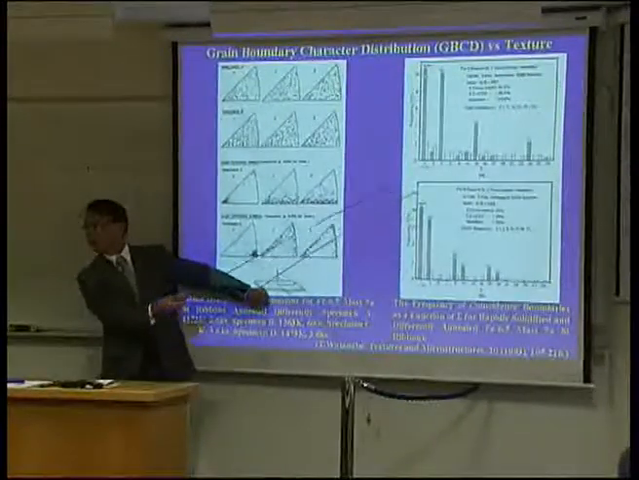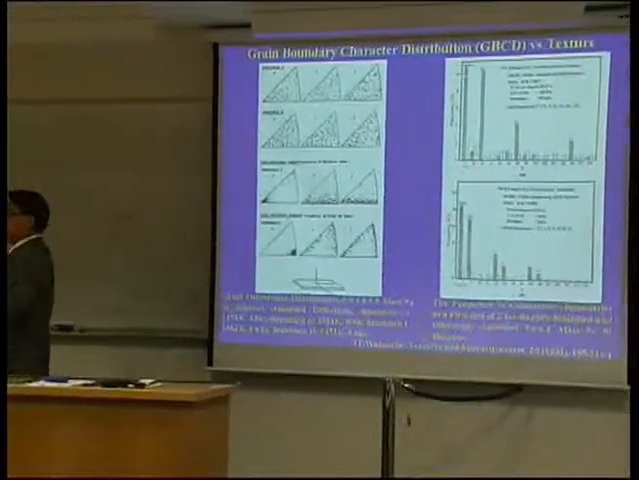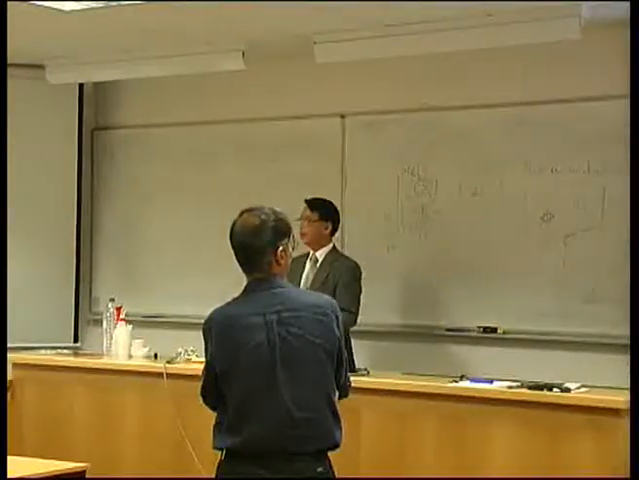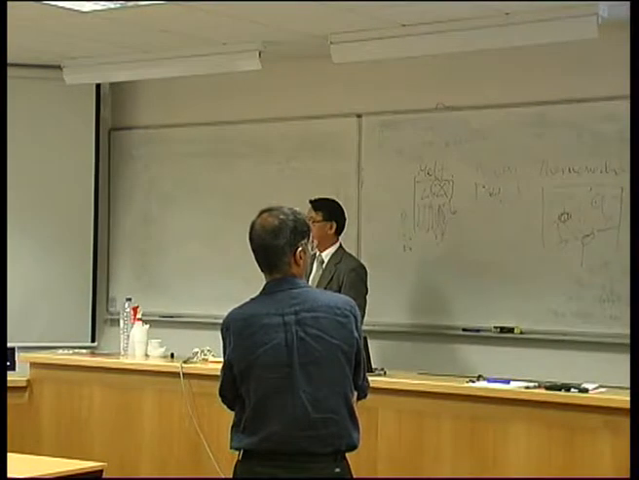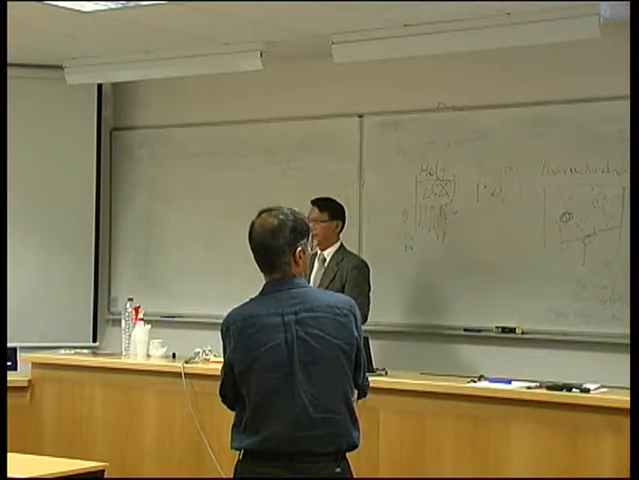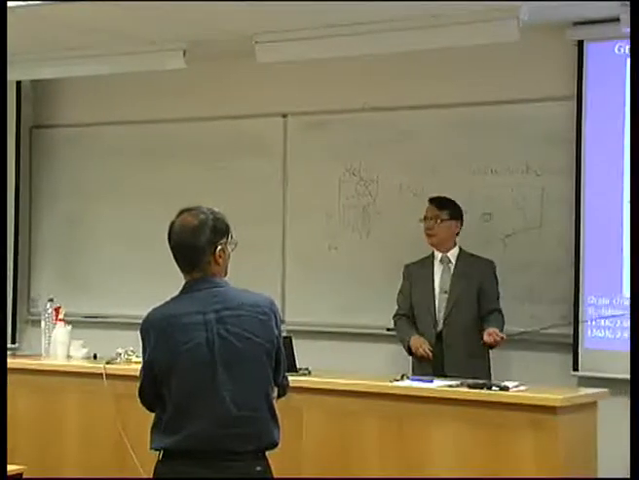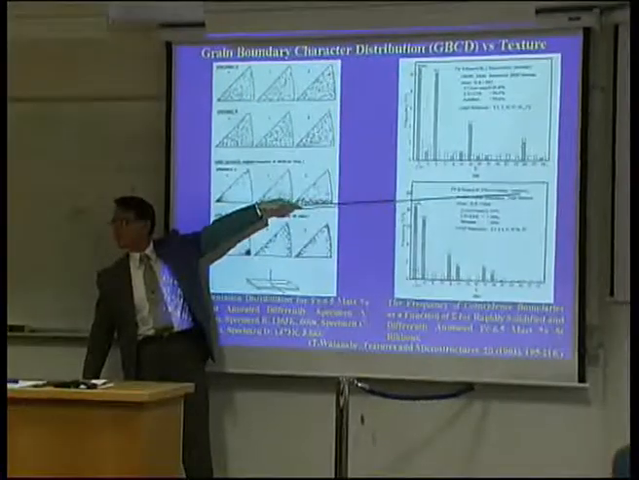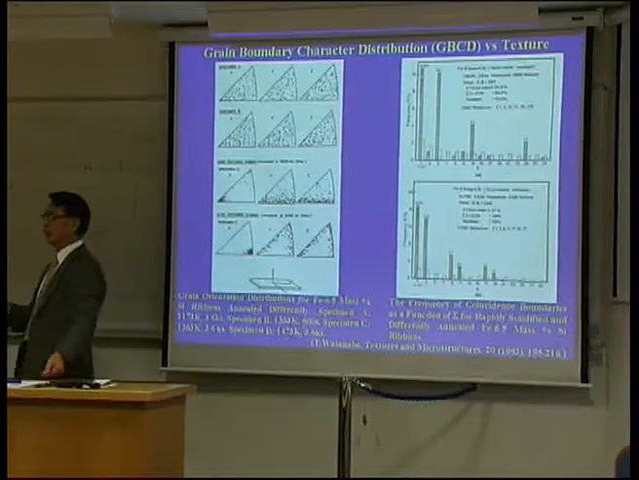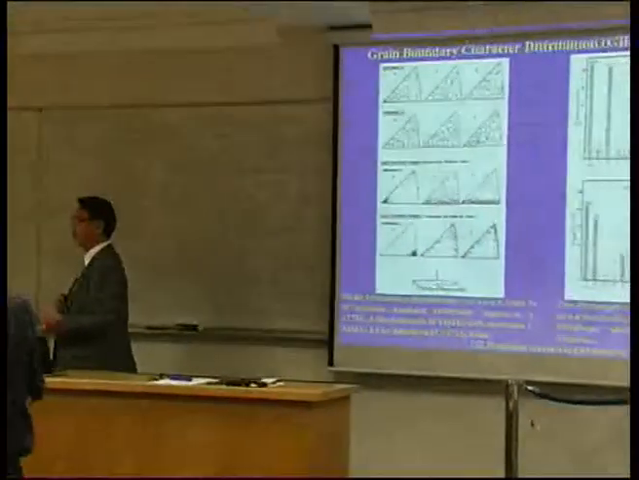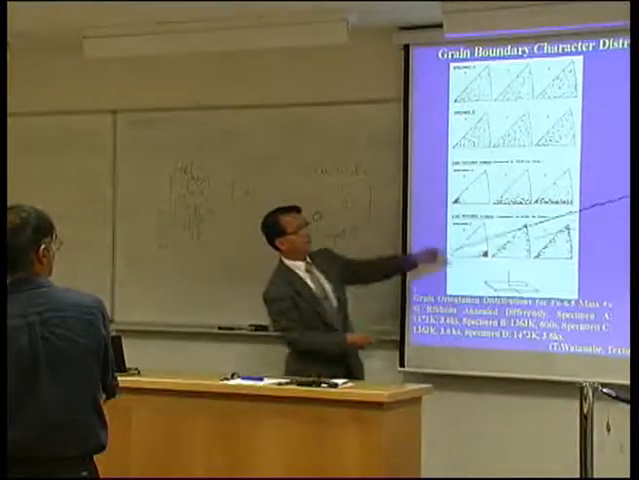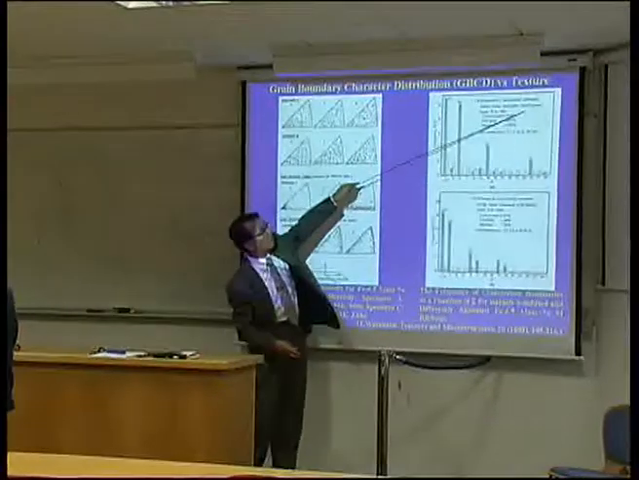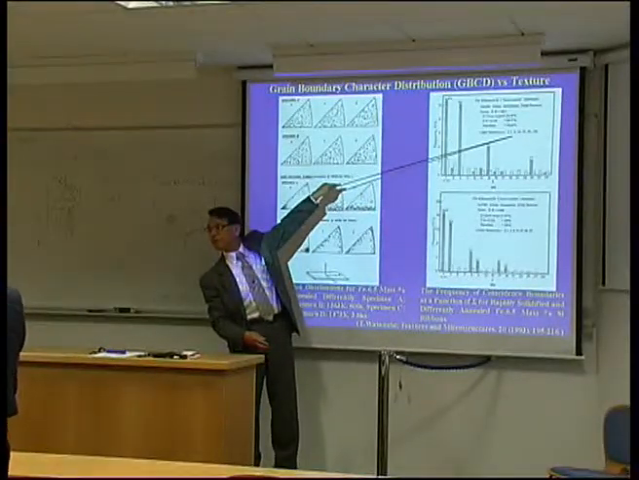Yes. You would expect that for a texture that had a lot of 001 components, the boundaries that would impinge would be coincident site lattices associated with 001. But the total fraction is almost the same, 45%. Yes, of course. But you would expect the distribution between the top ones to be all ours. If you sum these boundaries, the total fraction is almost 45%, almost the same.